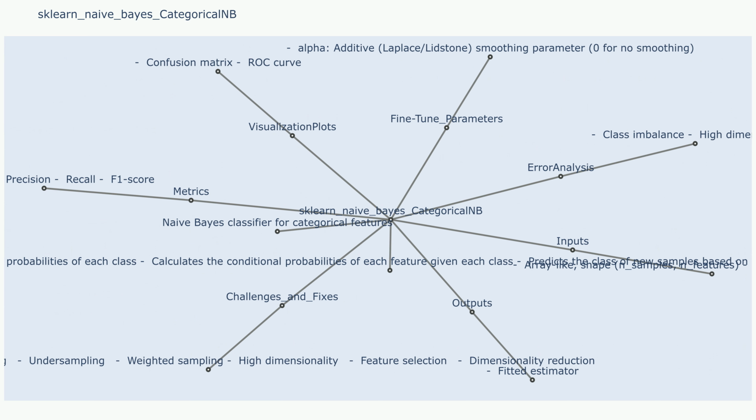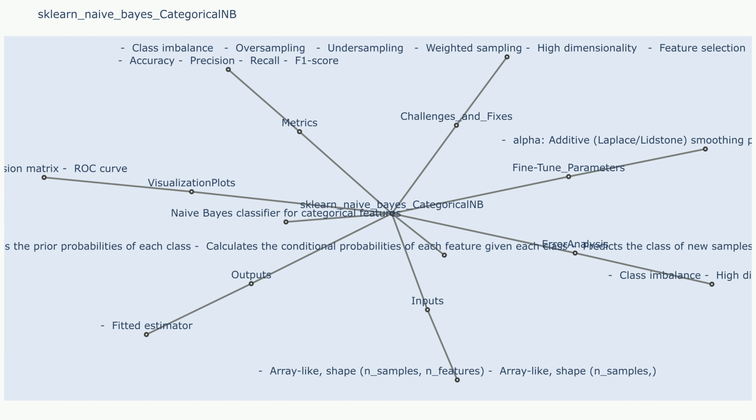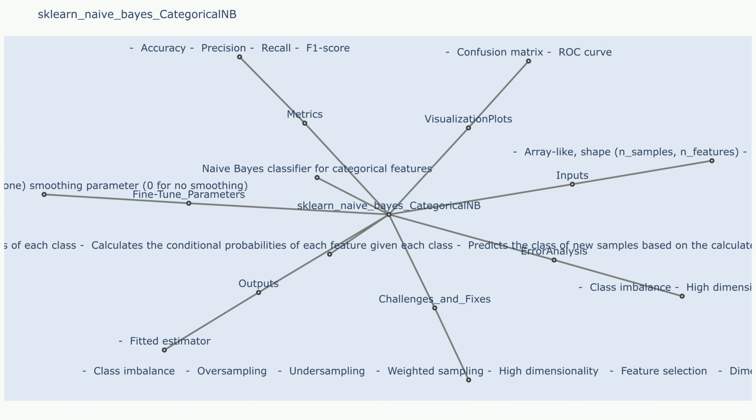Fine-tune parameters. Alpha, a smoothing parameter that helps prevent overfitting by adding a small value to the counts of each feature value. A larger alpha value implies stronger smoothing. Uncertainty methods. Confidence scores. Categorical NB can provide confidence scores for its predictions, indicating the probability of the predicted class being correct. Challenges and fixes.